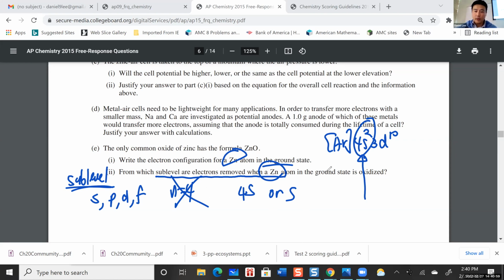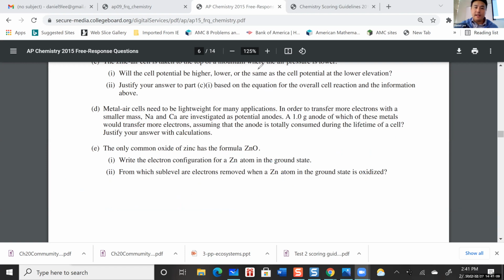Okay. These 4s electrons are the ones that travel in the wires all the way to the cathode and reduce oxygen. So that's what these are. Does that make sense? Alrighty. Now that is electrochem. Most likely you'll get this.